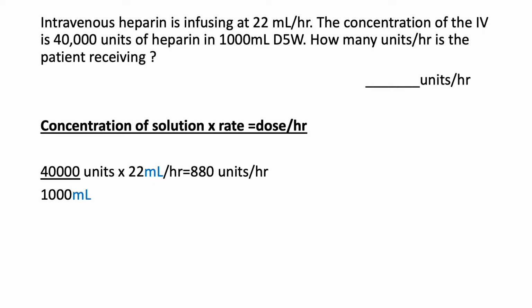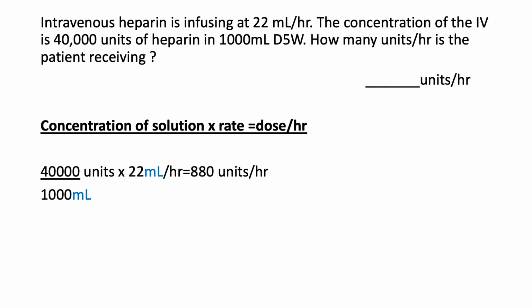All right, now I'm going to show you a different way if you don't like that solution. All you need to do when you get a question like this is find the concentration of the solution in the units it's measured in, okay, and multiply it by the rate. And that's going to give you the dose per hour.